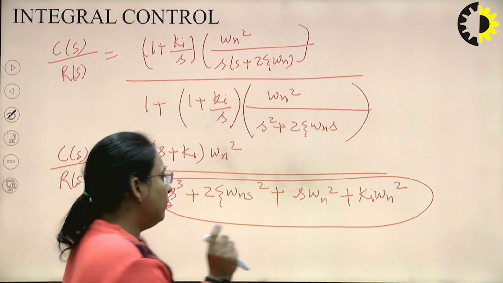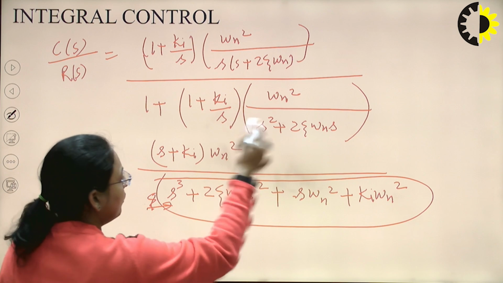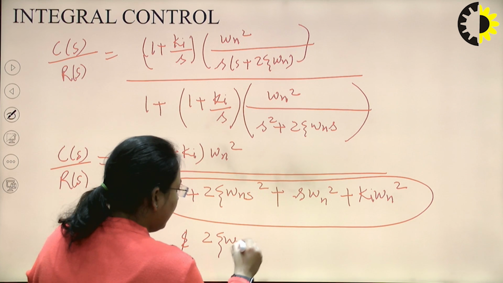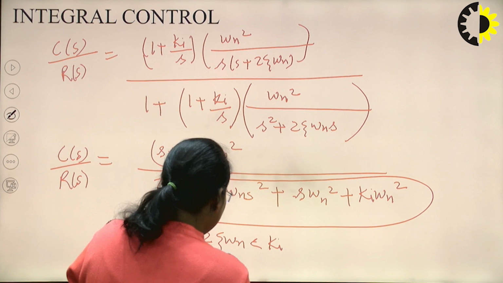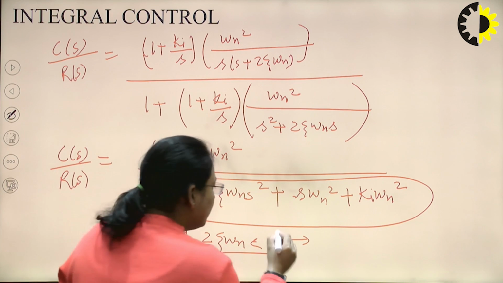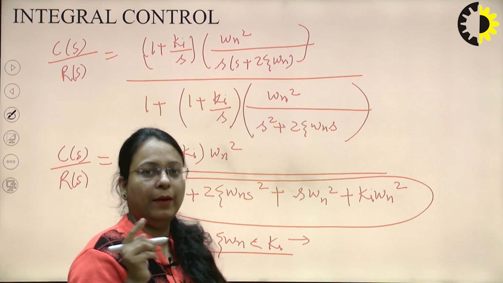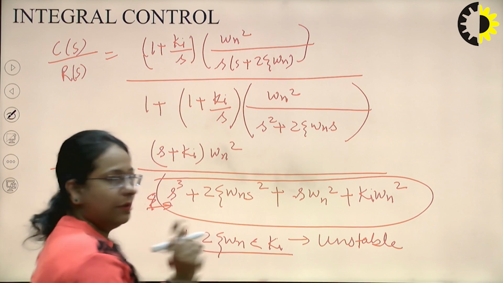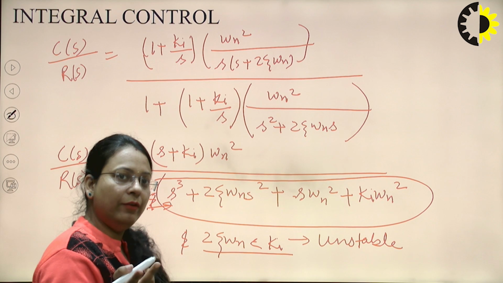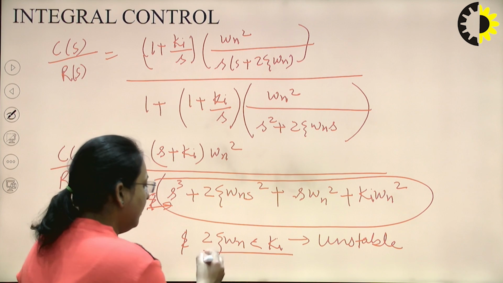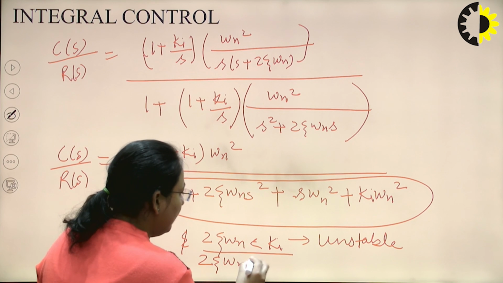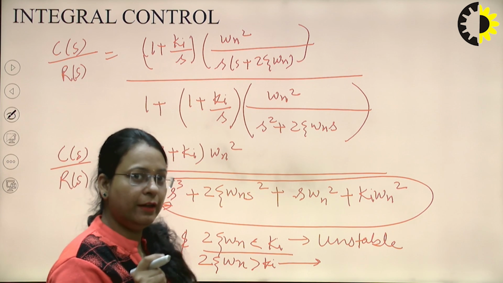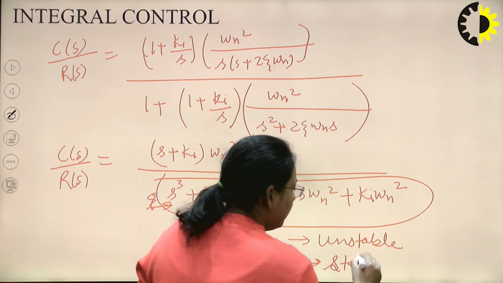Here I am going to tell only that when 2 zeta omega n is less than Ki, then two roots will have positive real part, sorry, positive real part, so two roots out of three will have positive real part and the system will become unstable. But if 2 zeta omega n is greater than Ki, then all three roots will have negative real parts and the system is said to be a stable system.